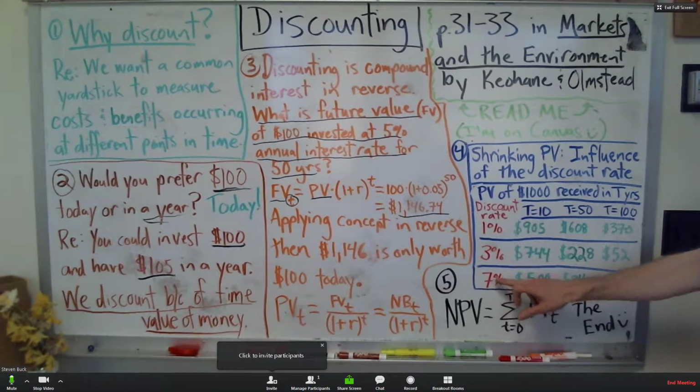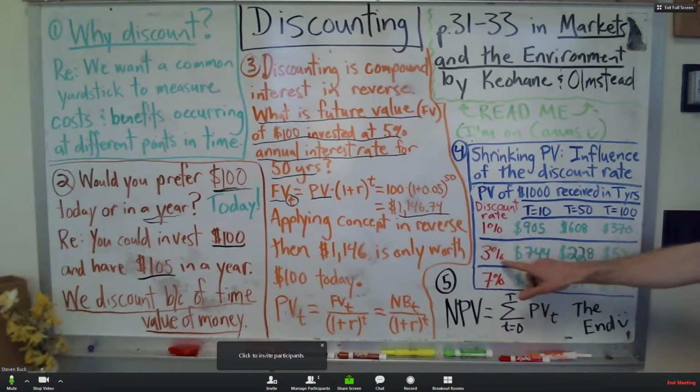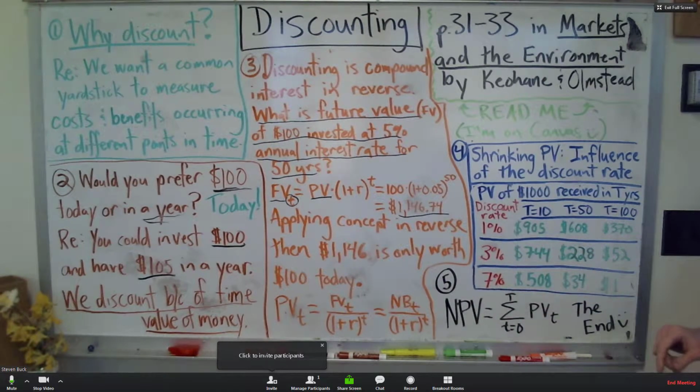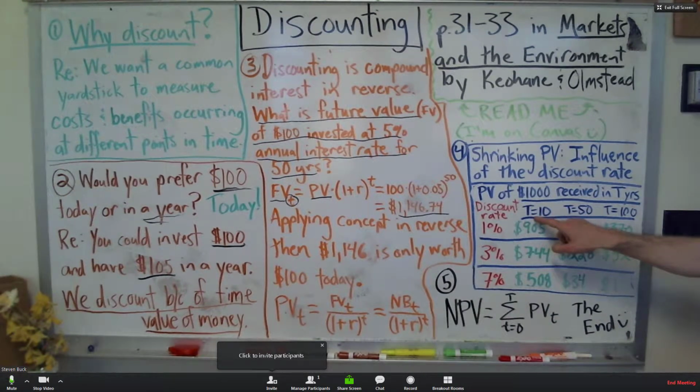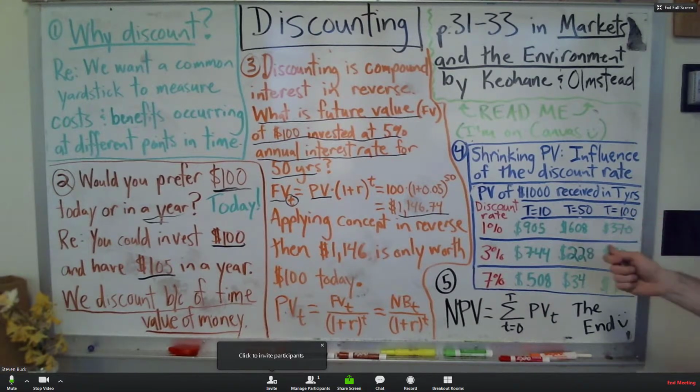What we have here are different discount rates, 1%, 3%, and 7%. Here we have the number of years out to when we receive the $1,000. This is receiving $1,000 in 10 years, this is receiving $1,000 in 50 years, and this is receiving $1,000 in 100 years. How to read the table? What is the present value of $1,000 received in 10 years if we assume a 1% discount rate?